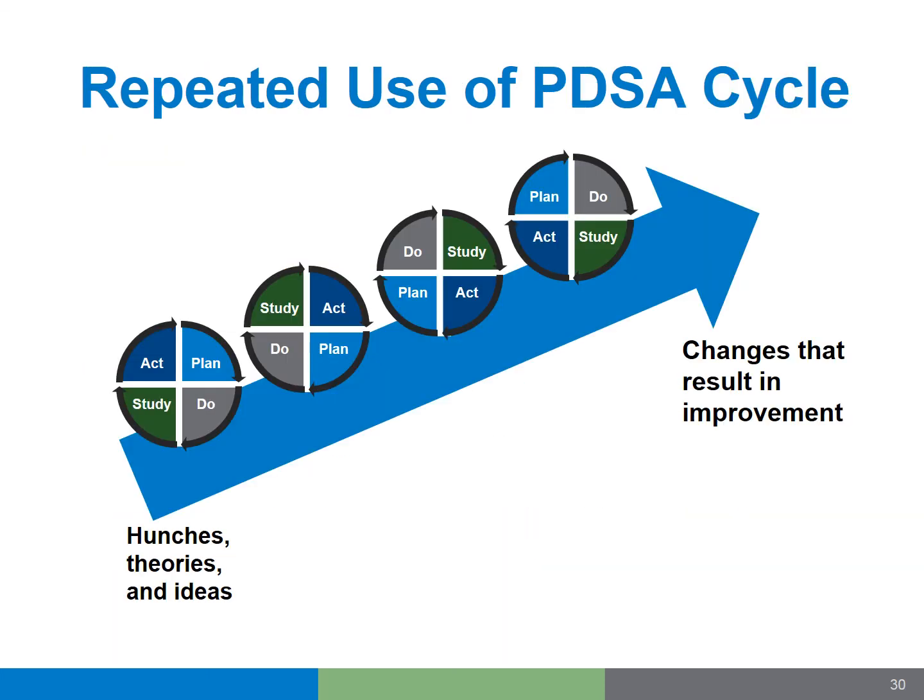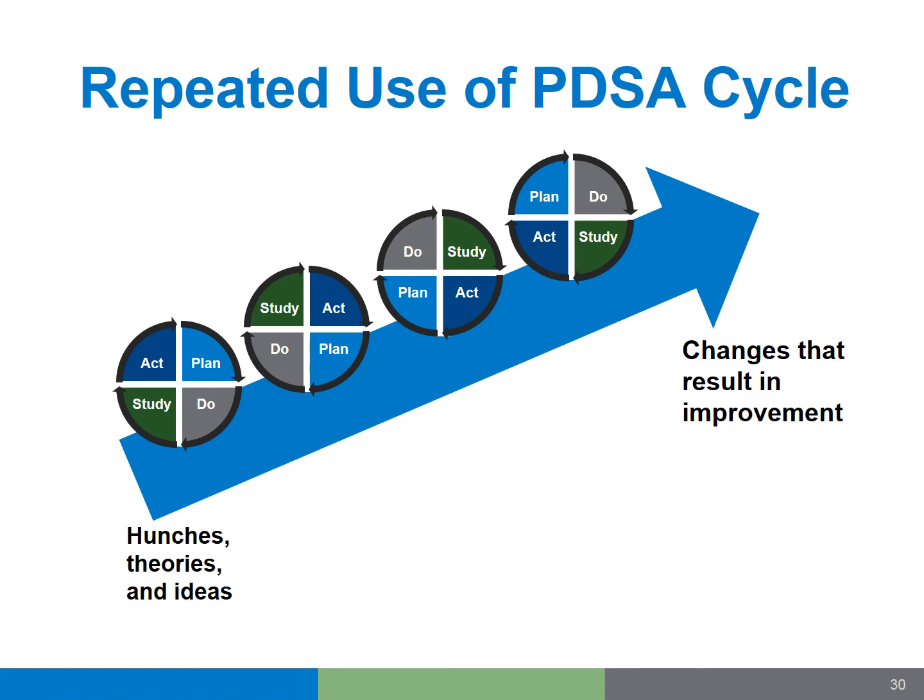Keep in mind that using the PDSA rapid cycle small-scale testing method is an iterative process, meaning the process of implementing PDSA requires multiple cycles of testing and implementation and learning from each test cycle to inform the next one. It's very normal and expected that you don't get it right on the first or even second cycle.